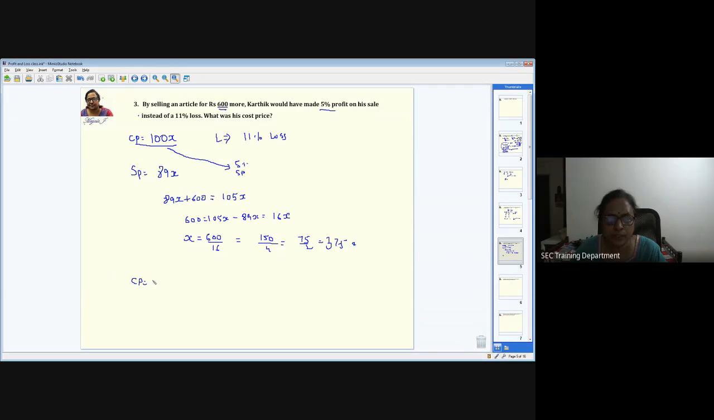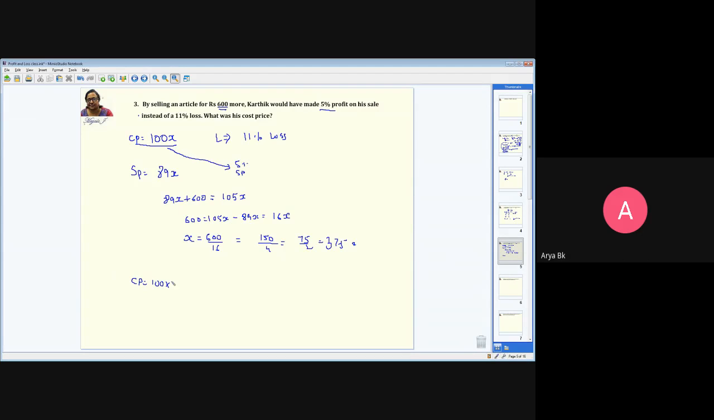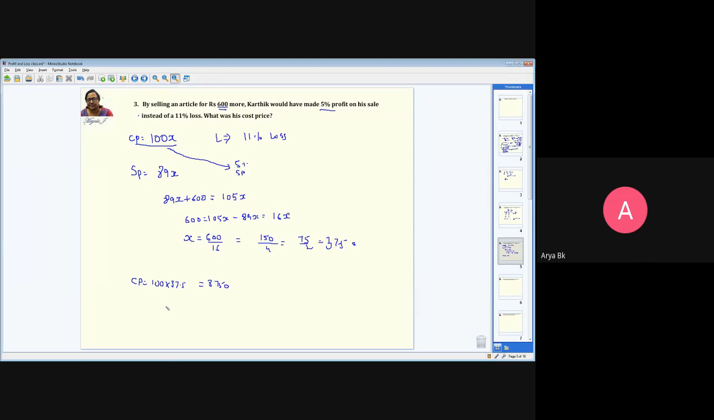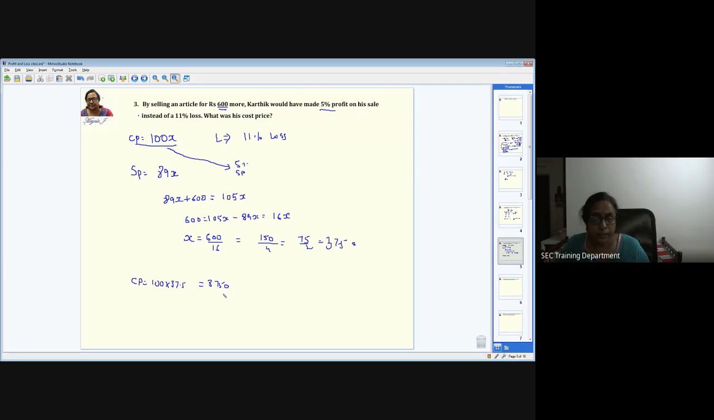Cost price is nothing but 100 into x, so 100 x into 37.5. So this is going to be 3750. Okay, so 3750. If you want to recheck, you can do it by applying that in the problem. Selling at 11% loss, you calculate that and then find out. It is going to be a little lengthy, so you do it later.